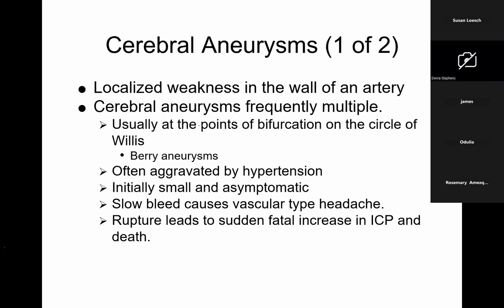Hemorrhage from the ruptured vessels causes increased cranial pressure and can lead to death. The enlarging aneurysm can put pressure on the surrounding structures, like the optic chiasm or the cranial nerves, causing loss of vision. So that's why whenever someone has a sudden loss of vision, we're always going to look at that very carefully, because that's usually some sort of medical emergency.